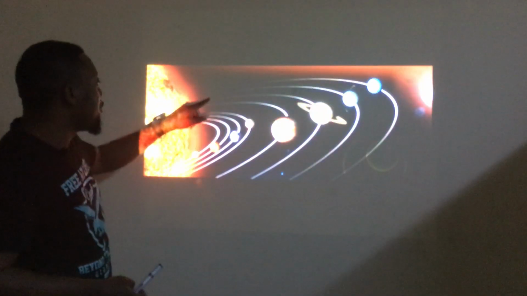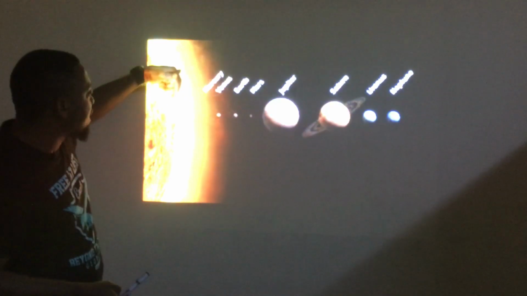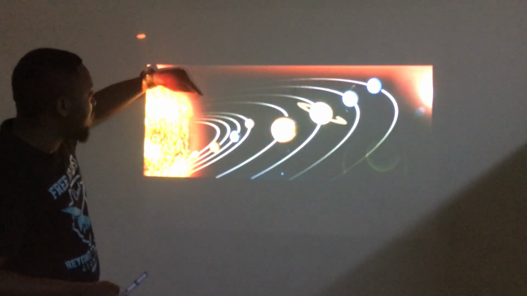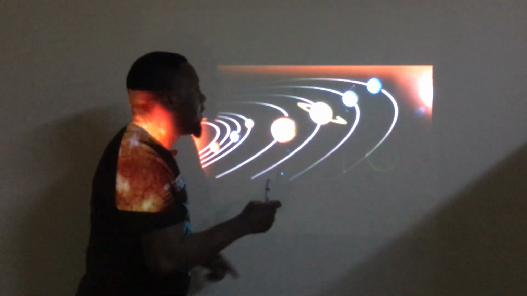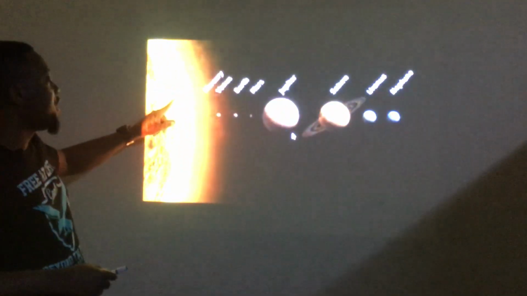You know, I told you that Mercury is the nearest planet to the sun. As you can see, it's the first one, and it is very near. You see, very close to the sun. You see Neptune here now, it is very far. Neptune is very far from the sun.